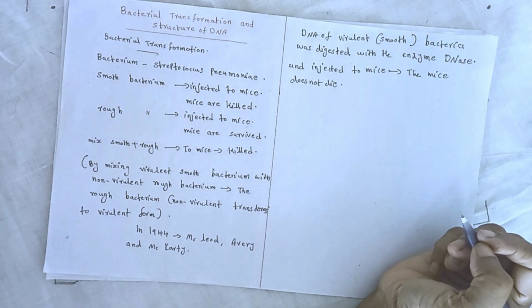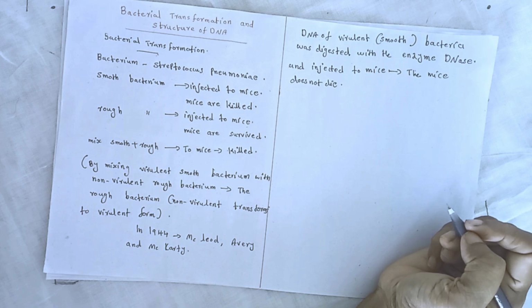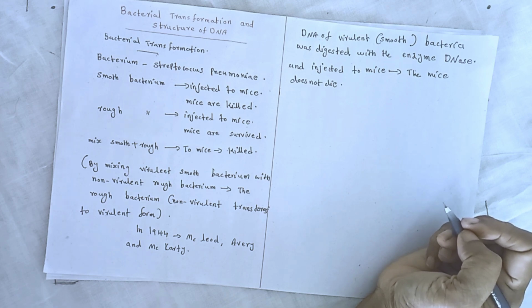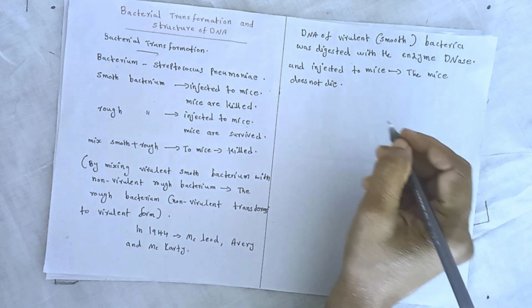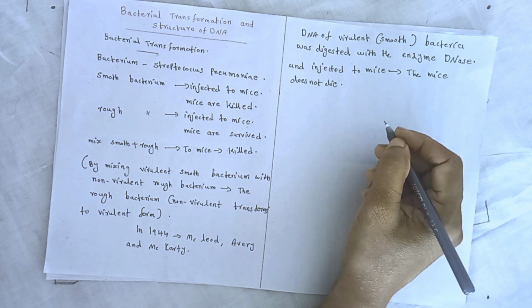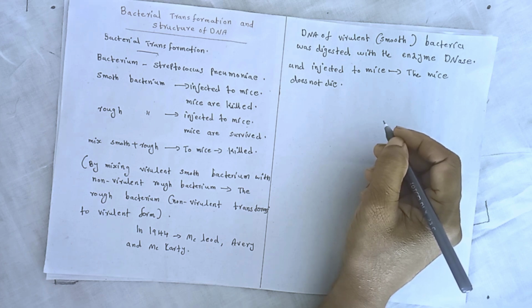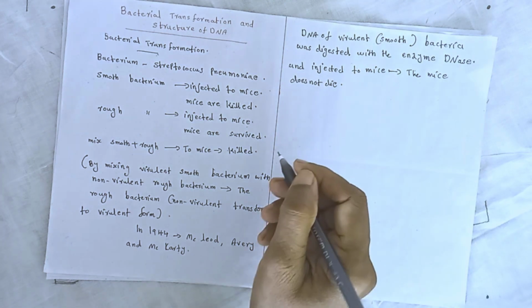Once again, in 1944, MacLeod, Avery and McCarthy conducted an experiment. They wanted to prove that DNA is the genetic material. DNA of virulent, that is smooth, bacteria was digested with the enzyme DNase. DNase is an enzyme that digests the DNA of smooth virulent disease-causing bacteria. Then this mix is injected into the body of mice. The result: the mice do not die. This proves that DNA is the genetic material.